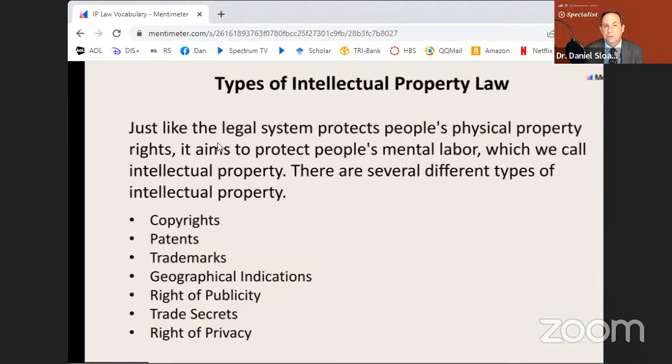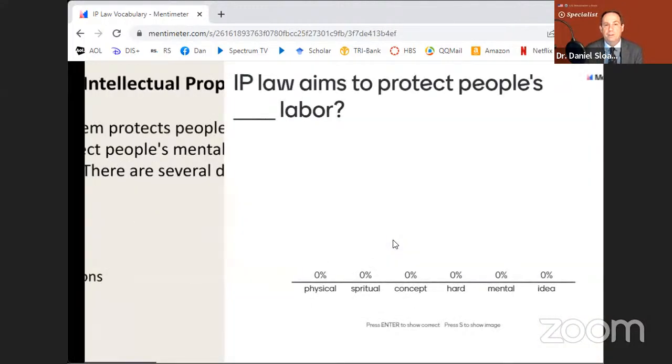So just like the legal system protects people's physical property rights, it aims to protect people's mental labor, which we can call intellectual property, mental labor. There are several different types of intellectual property. So we have copyrights, which everyone is familiar with, patents, trademarks, geographical indications, right of publicity, trade secrets, right of privacy. So some of those you may be familiar with and others you may not. So IP law aims to protect people's what? Labor.